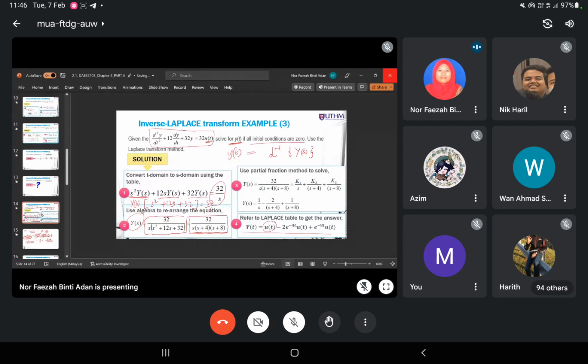Okay, you can write UT, UT, UT or you can just write your answer as 1 tolak 2. Another way to write it: 1 tolak 2 E negatif 4T tambah E negatif 8T. YT sama dengan. Okay, you can write it like this or like the answer given on your slide.